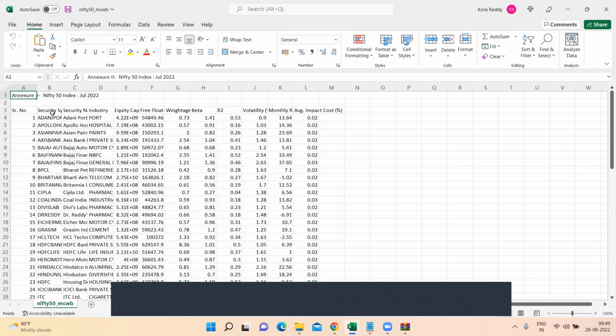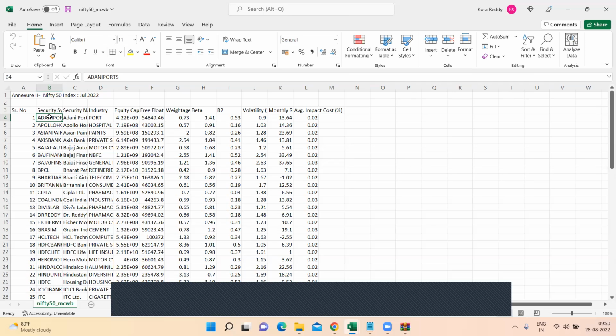One is the current Nifty constituents. And this is an important point that you need to remember whenever you're doing any backtest. If you go back to 2008, you should know the 2008 Nifty 50 components. So you will get the data here up to 2008. Security, industry, equity capitalization, free float, and weightage.